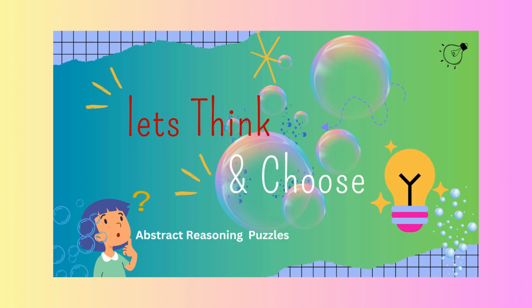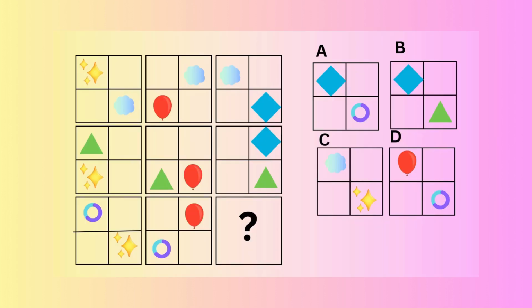Hey guys, welcome back. Here we are with more abstract reasoning puzzles and questions, and more explanation of how to solve them. If you watched the previous videos, we already explained what abstract reasoning is and how many types we have. We have two types of abstract reasoning: one is looking for a pattern and the other is looking for a sequence. In this puzzle, as you can see, we have 9 squares and the ninth one is a question mark, and here we have 4 choices that we can choose from.